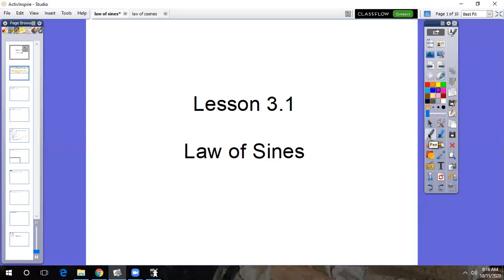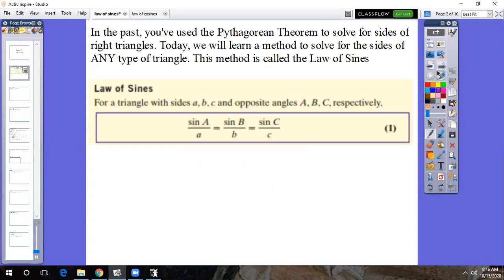Welcome back, everybody, to lesson 3.1 about the law of sines. So the law of sines is going to be a thing that we can use to solve triangles. So let's get cooking, solving some triangles.